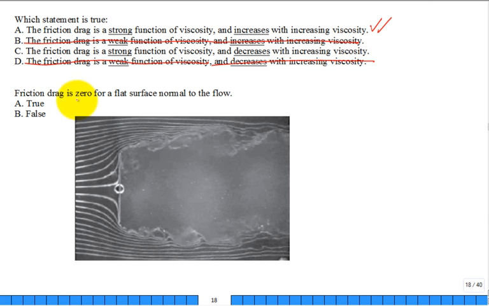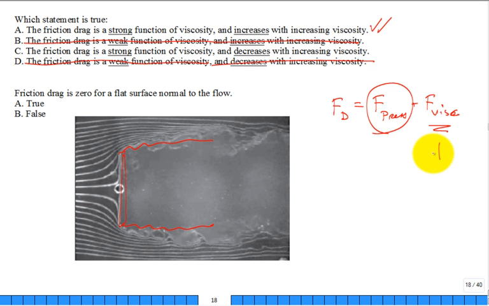Friction drag is 0 for a flat surface normal to the flow. Here's a flow. It's going around this flat surface that's oriented in a ridiculous way such that it creates a huge wake. So there's going to be a large drag force on this object, but it's going to be due to the pressure difference from front and back or the viscous forces. Which one do you think is really going to be large? The pressure. This is huge. What about this viscous, though? Well, the viscous is how the fluid is flowing.